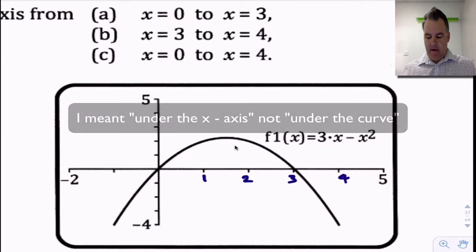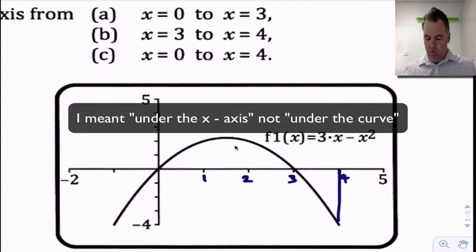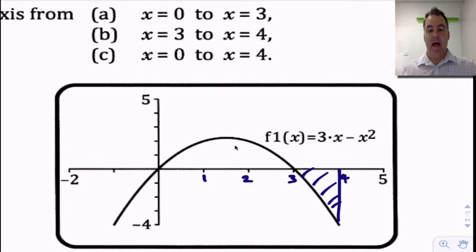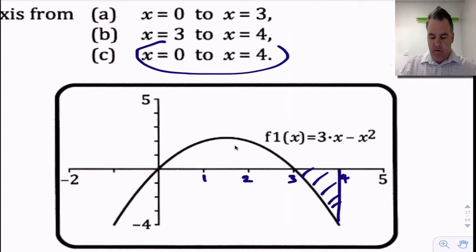When we're working out the area between 3 and 4, which is this area, the value that our calculator is going to spit out is going to be negative. That's a really important thing that we have to understand. When we want to find the area between 0 and 4, area is always positive. We can't say area is negative.